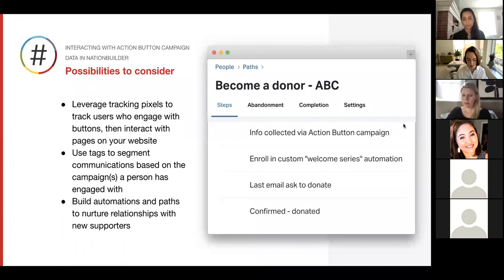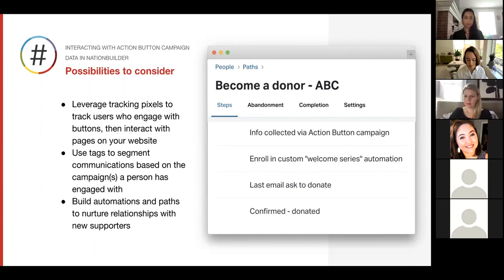So just talking through some of the possibilities to consider here, I think the biggest thing I really want to hone in on, which Sasha has mentioned, is leveraging tracking pixels, because I think that's really a huge opportunity to track the interactions that you have with folks that maybe engage with a sentiment poll on a campaign that you're running, and think about how you can follow those folks back to your website when they're interacting with pages, maybe via NationBuilder.